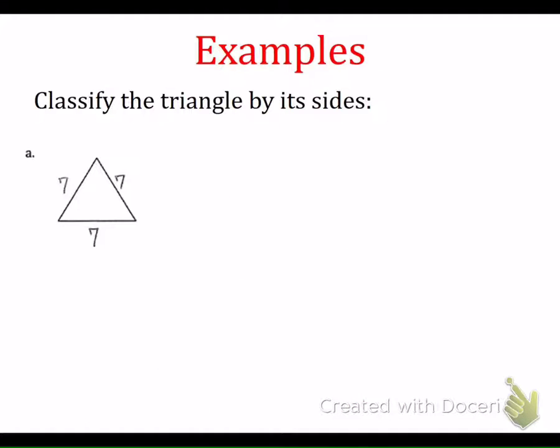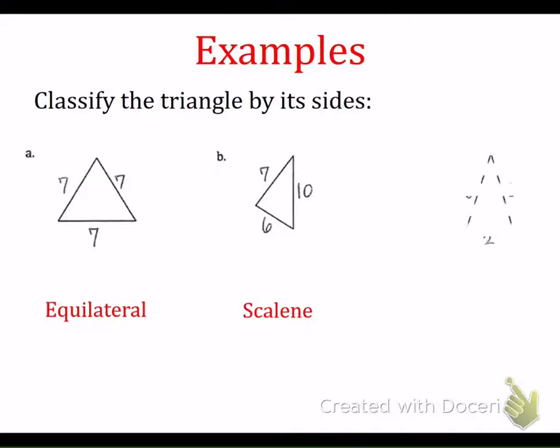So here's example A. I want to classify it by side. So those are the first three things we talked about. They're all the same. They're all 7. It is equilateral. All three are congruent. It's an equilateral triangle. All right. Part B. Are any of those the same? So it's called scalene. And part C, we have 8, 8, and 2. So 2 of them match. Scalene is none of them match.